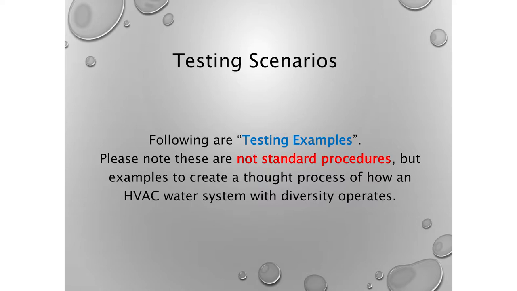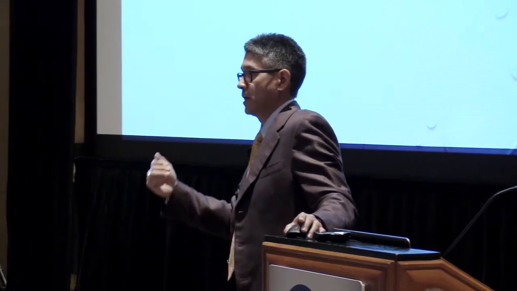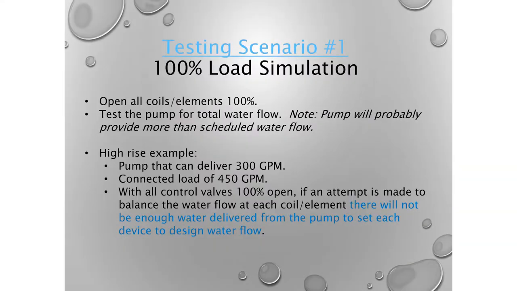Following this, we're going to go through a couple of examples to try to get you thinking. The examples are not necessarily ways to approach and balance a system. They are things we've been asked to go do, look at, and try to do, so keep that in mind. The main thing is I want you to go through a thought process: if I have that scenario, a 450 GPM connected load and a 300 GPM pump, what can I do? What am I going to do? How's it going to be set up?